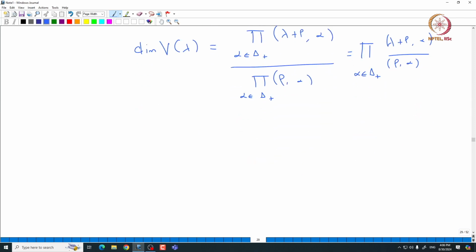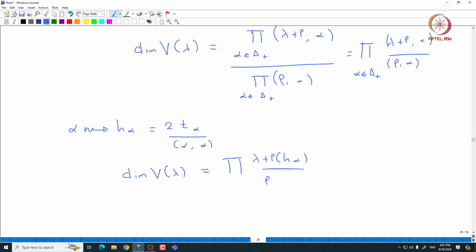So, now note that we can also replace alpha by h alpha. If you replace alpha by h alpha, the identification is that h alpha is just given by twice t alpha divided by (alpha, alpha). If you use that, you can also rewrite this dimension in terms of the pairing, then this is just exactly the product of (lambda plus rho)(h alpha) divided by rho(h alpha), alpha in delta plus. So, this is just immediate.